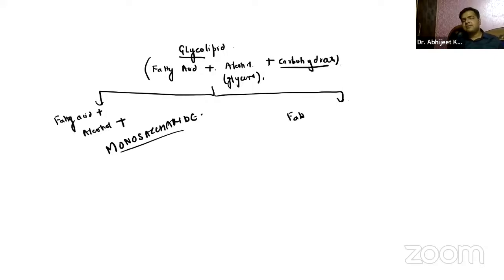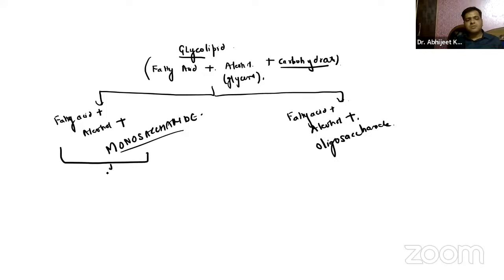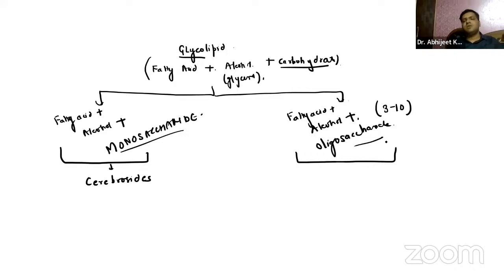Or if we have fatty acid plus alcohol plus oligosaccharide. Now this composition is called cerebrosides. And for oligosaccharides, guys, you already know the sugar units are between 3 to 10. Mono, 1 sugar unit. Disaccharide, 2 sugar units. 3 to 10, it is oligosaccharides. Right?